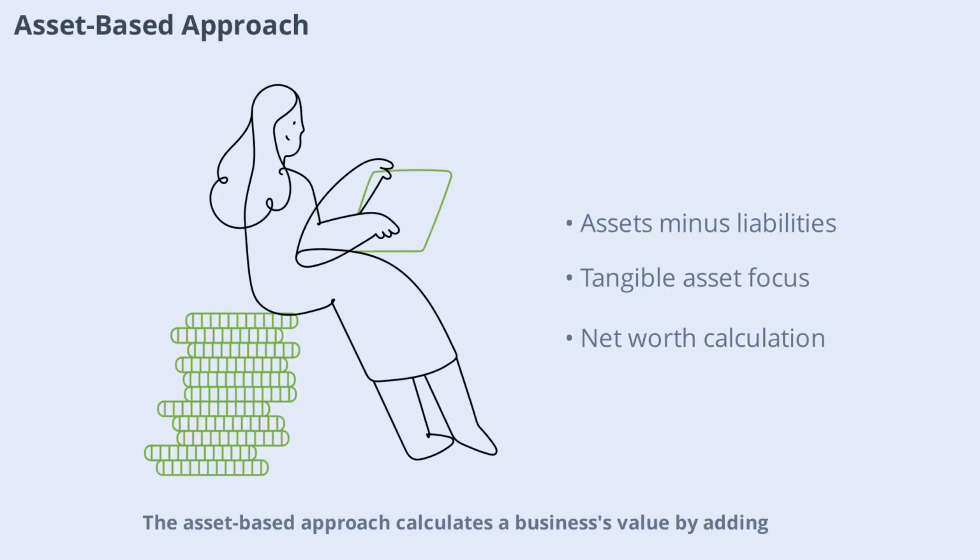The asset-based approach calculates a business's value by adding up the value of its assets and subtracting liabilities. This method is often used for companies with significant tangible assets like manufacturing or real estate firms. It can be less relevant for service-based businesses where intangible assets like brand and intellectual property play a bigger role. Still, it's a solid foundation for understanding a company's net worth.